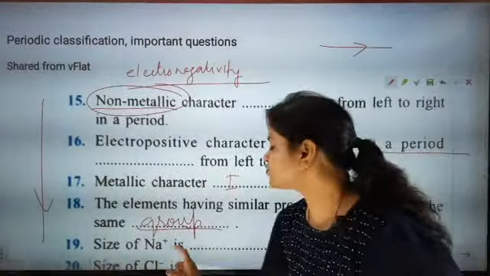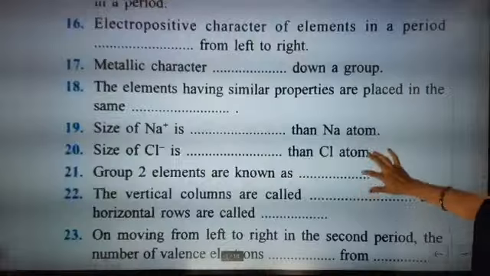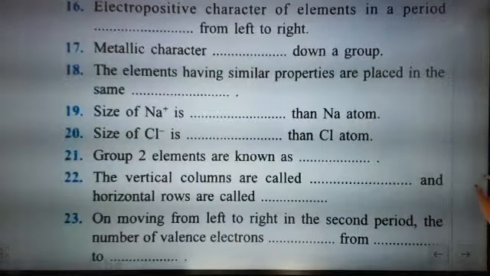Next: size of sodium ion is dash than sodium atom. This also I have discussed at the time of teaching. I discussed this point. Size of sodium ion is dash than sodium atom.